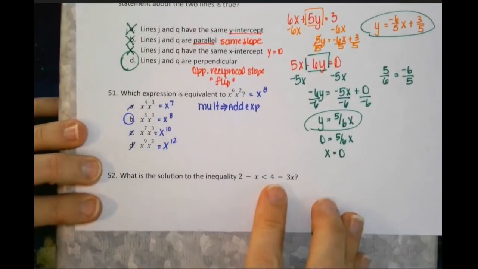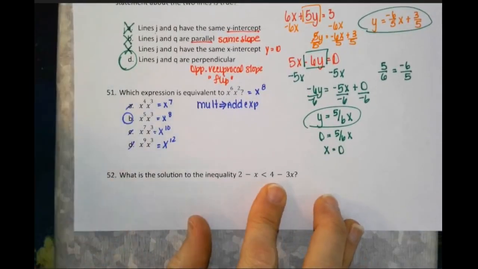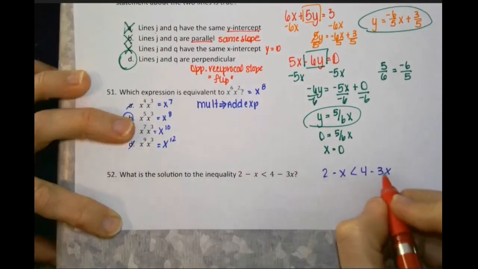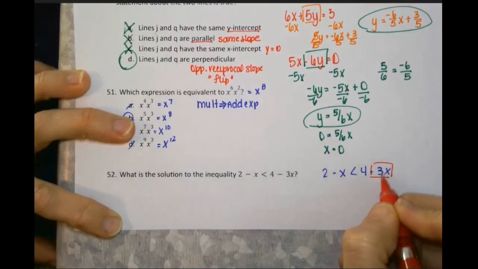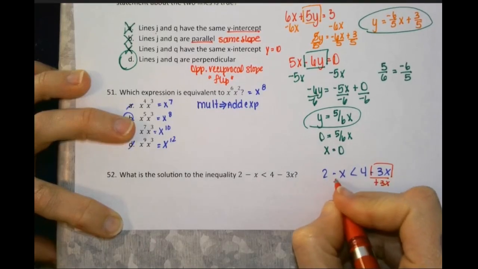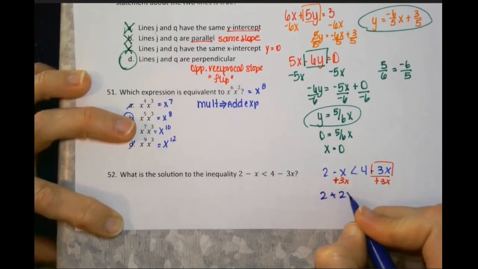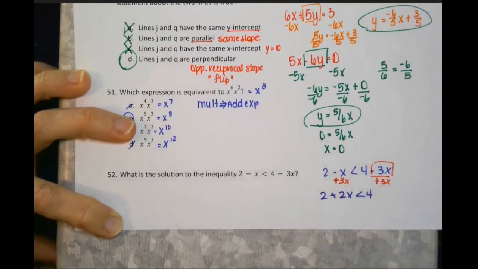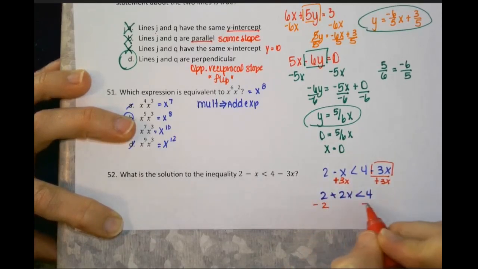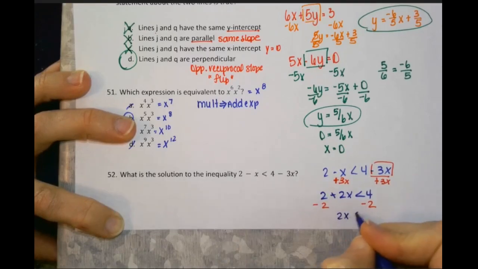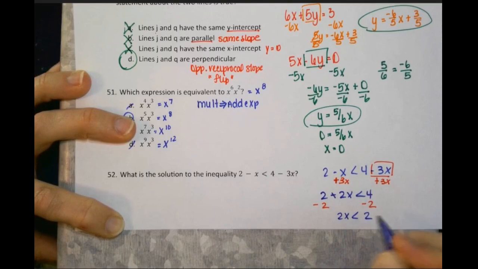Last but not least, pause it. Go try it. No calculator. Don't cheat. I'm going to move my big x to try to make it positive. So I'm going to add 3x, add 3x. And that's going to give me 2 plus 2x is less than 4. I'm going to subtract 2, subtract 2. 2x is less than a positive 2. If I have 4 and I spent 2, I have a positive 2.